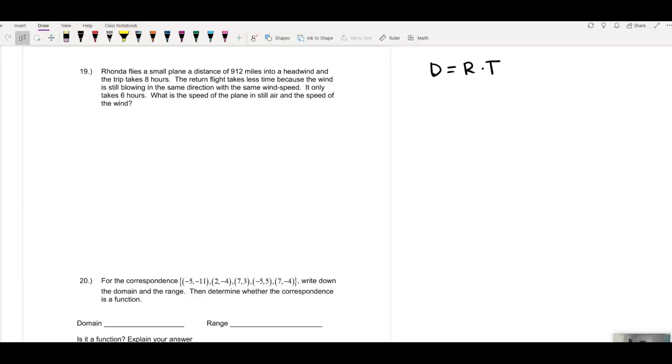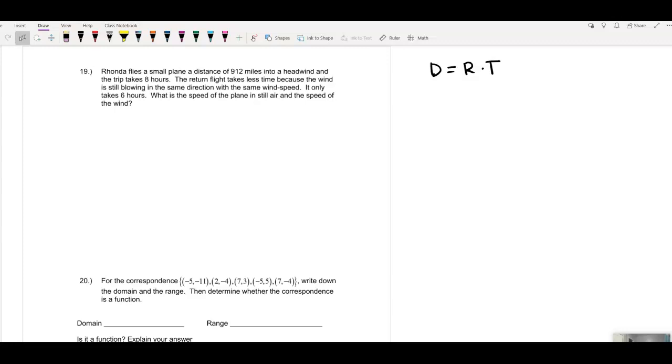So I sometimes like to set this up in a table form, because I think sometimes that can really help you organize your information, but it's up to you if you think that's going to be helpful or not. Okay, so let's look at what is given here and how to set this up.